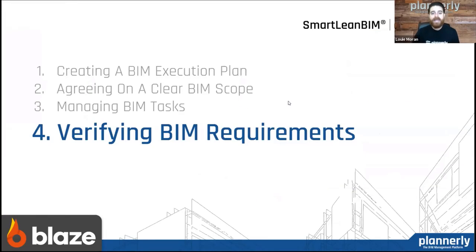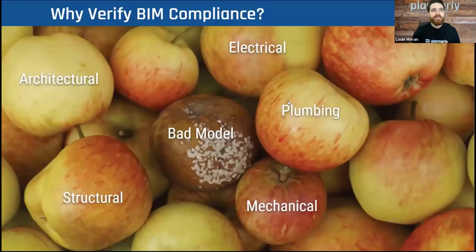Let's have a look at how we can verify our BIM requirements. If teams say they're ready for review, let's just take their word for it. I wish that was the case, but as we know, all it takes is one bad model to ruin an estimation, budget or coordination. How can we do any coordination if we're still missing elements from a certain trade or discipline?